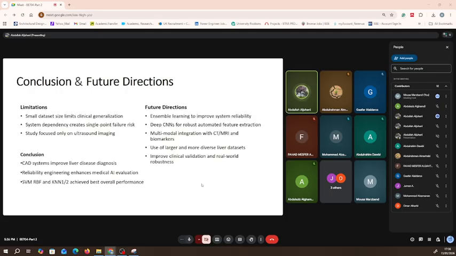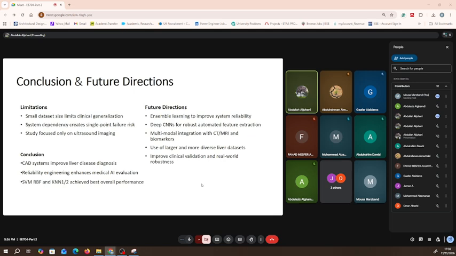Some of them require approval to get. Also, the system is dependent, with a single point of failure risk, and the study only focuses on ultrasound imaging, although liver diseases can be diagnosed with different machines such as MRI or CT scan. For the future direction, we should increase the number of images.